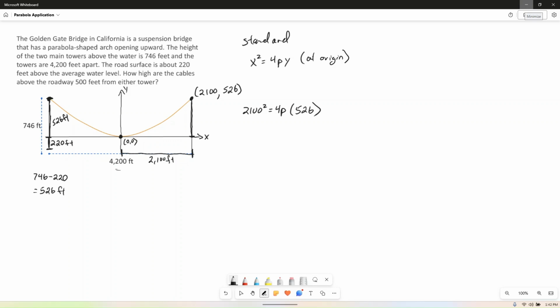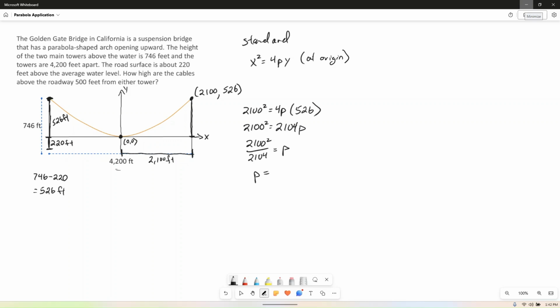Some of these numbers get kind of big, so I'm not going to write out everything. We're going to leave this 2,100 squared as is, but I'm going to multiply the 4 times the 526. 4 times 526 is going to be 2,104. So we're going to have 2,104 times p is equal to 2,100 squared. And to isolate the p, I'm going to divide by 2,104. So we're going to have 2,100 squared divided by 2,104, and that's equal to p.